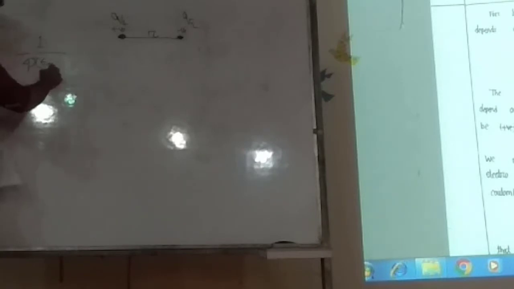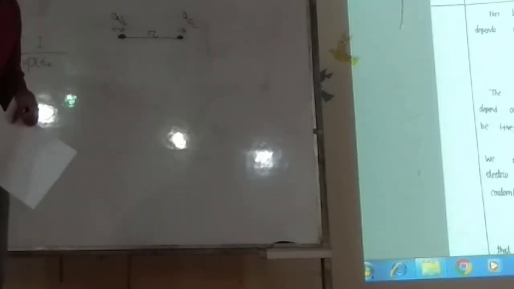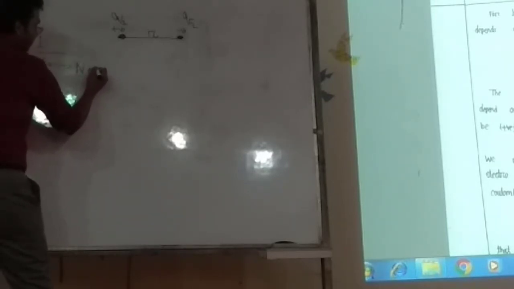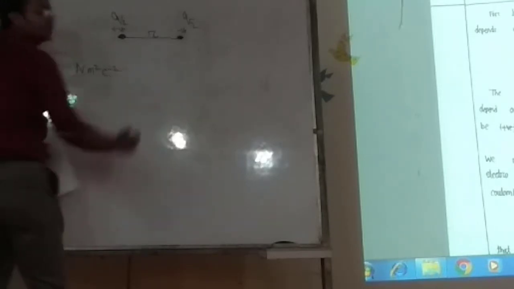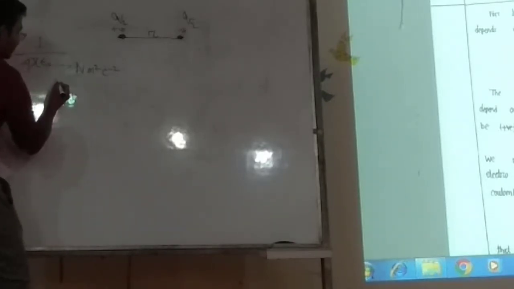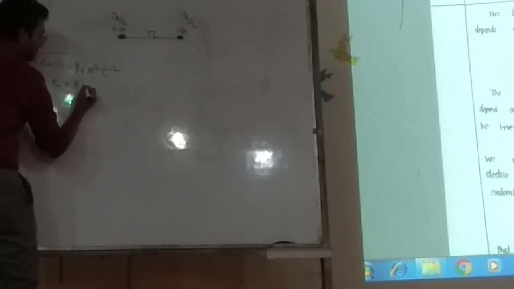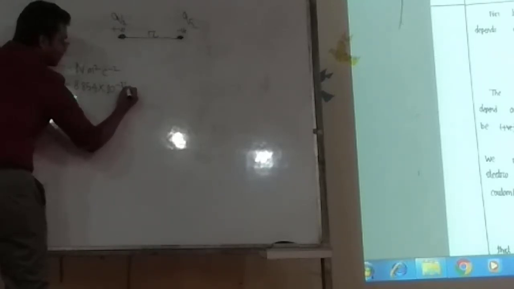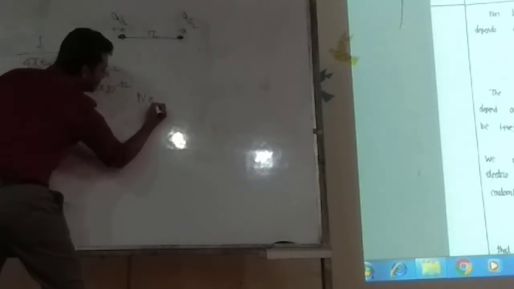This epsilon naught is called the permittivity constant, and it has a unit. What is the unit? The unit is Newton meter square per coulomb. This is the unit of the permittivity constant. So in vacuum, what is the value of the permittivity constant? The value is 8.854 into 10 to the power minus 12. This is the unit and this is the magnitude, or value, of the permittivity constant.